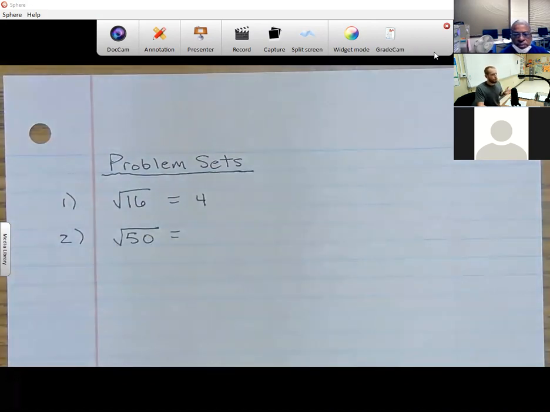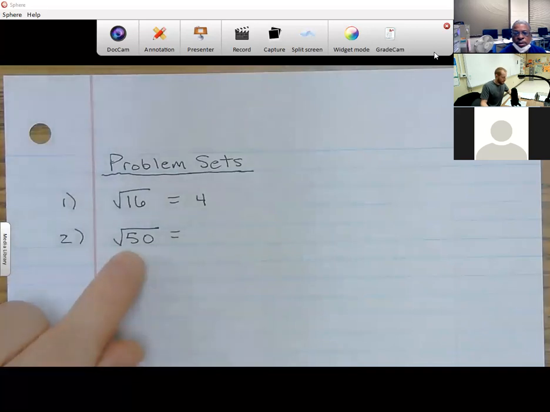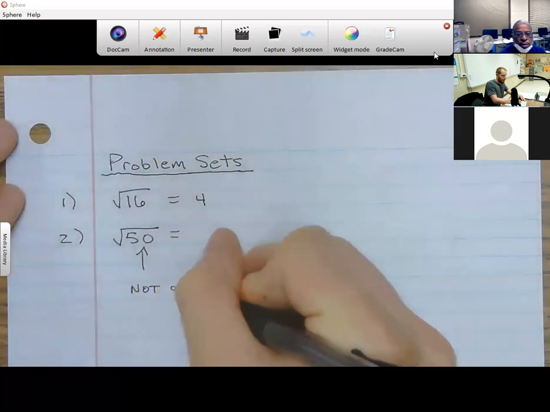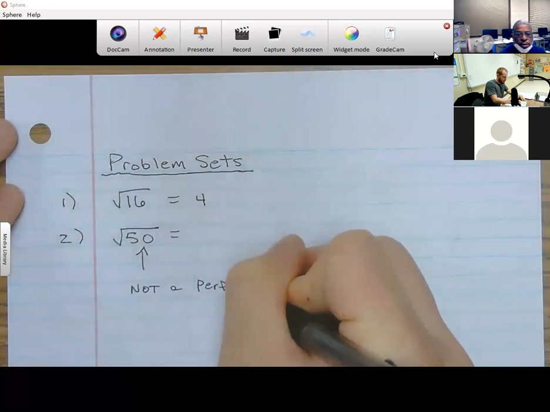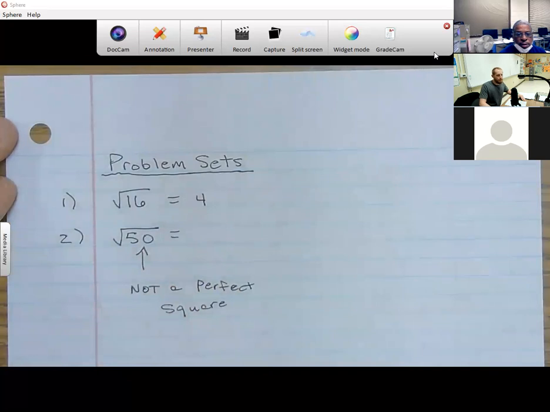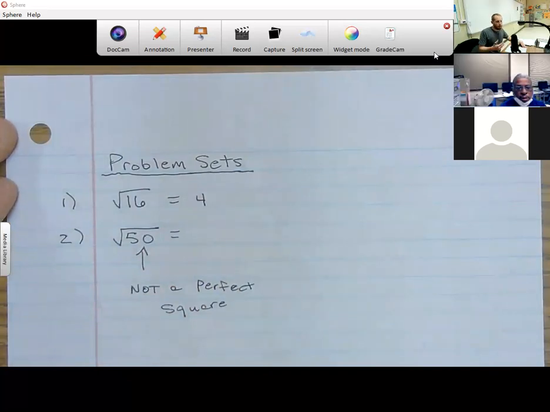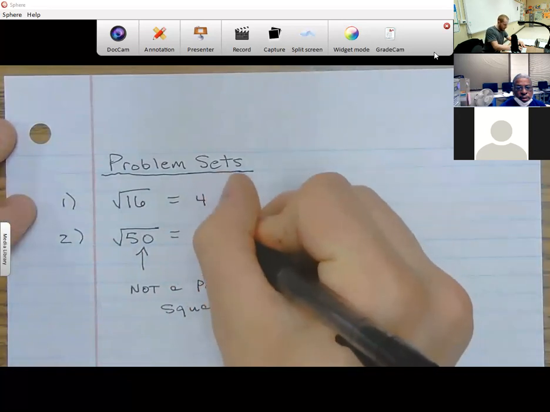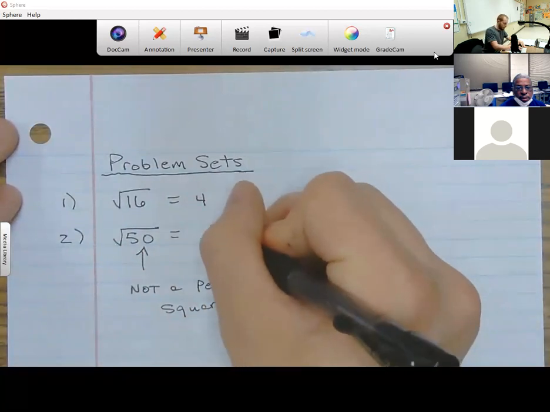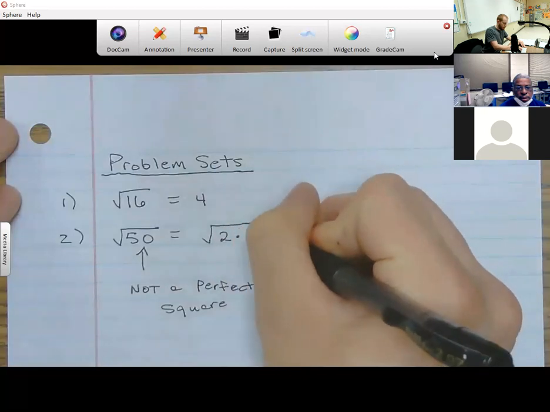All right. Now for the square root of 50, what you're going to have to do is break it up into numbers first. When we're doing square root of 50, notice that it's not a perfect square. So since this is not a perfect square, you have to break it up into factors. Now, I know that 50 is the same thing as 2 times 25.